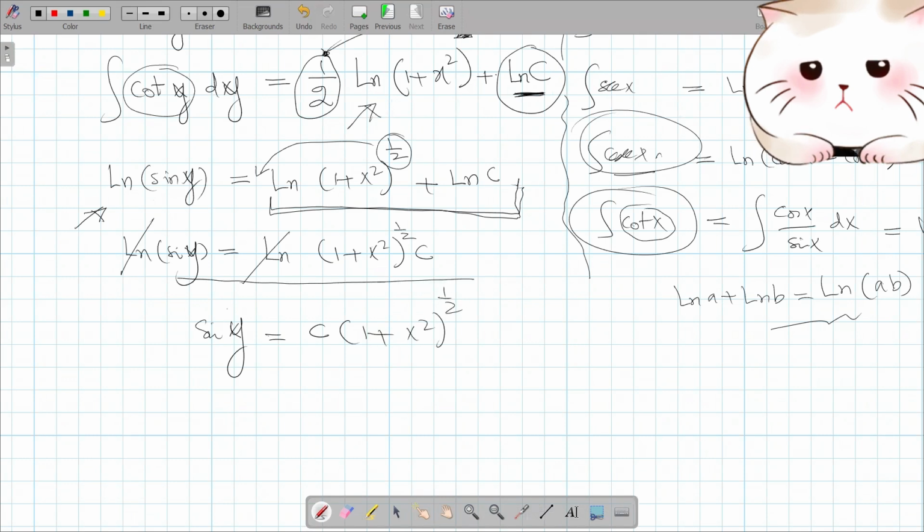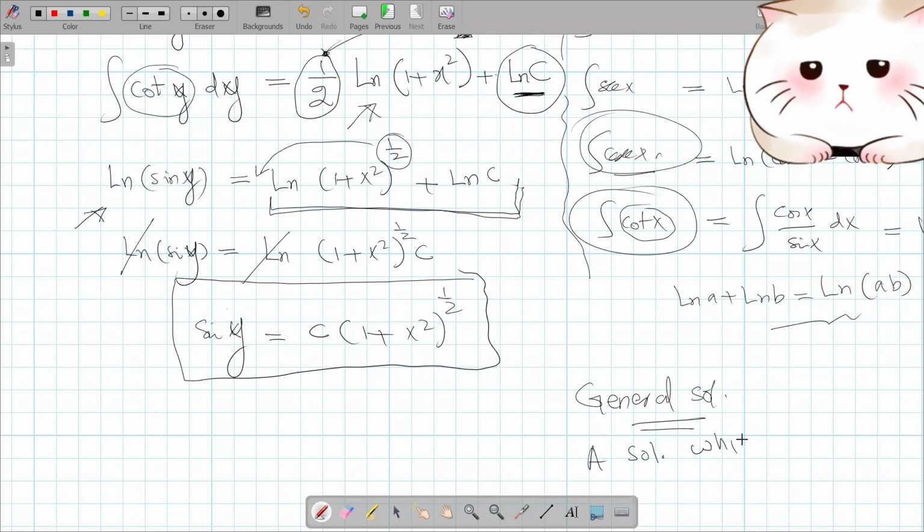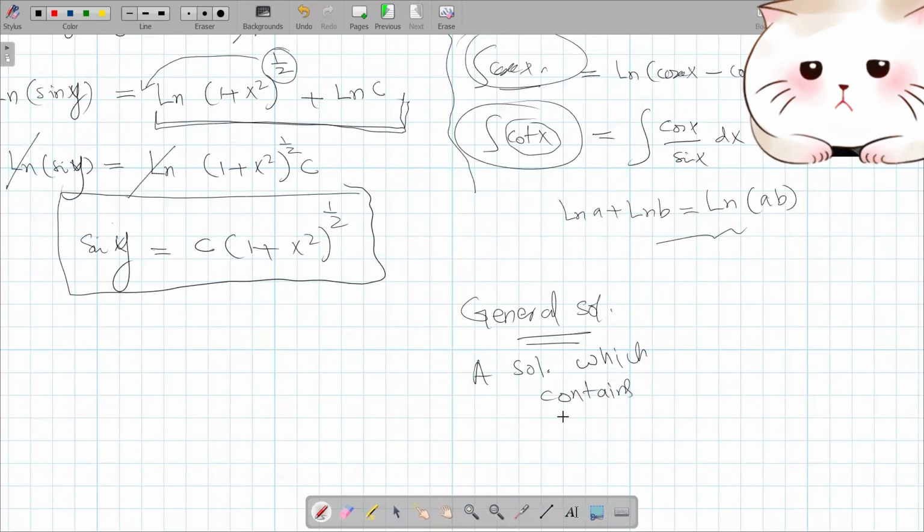This is the general solution. What is the general solution basically? The general solution definition is a solution which contains arbitrary constants. So that's why it's not a definite solution. It's just whatever c is. General solution means if we put any value of c, this solution satisfies the differential equation, irrespective of the value of c. Whatever the value of c is, it will be a solution.